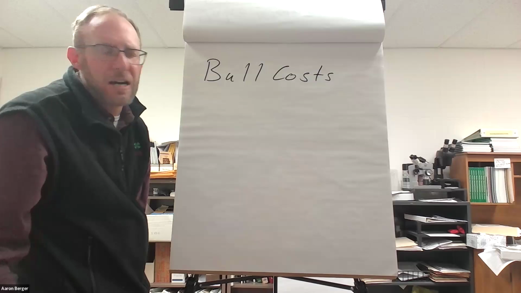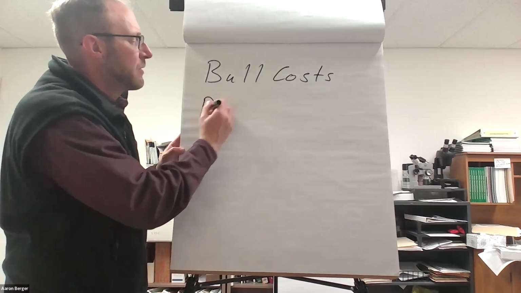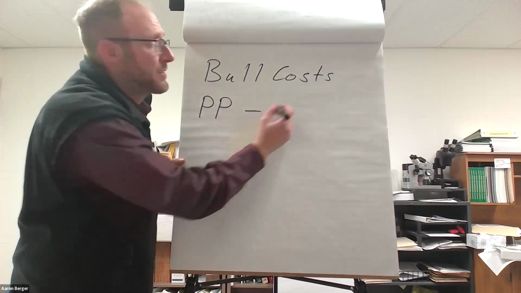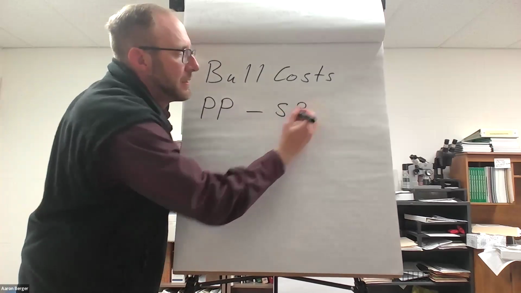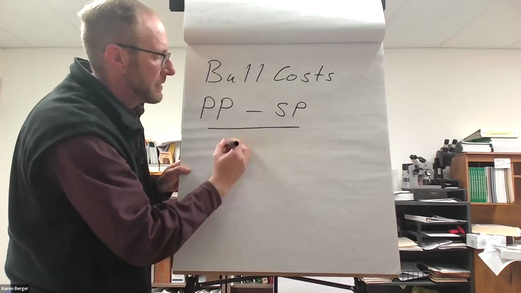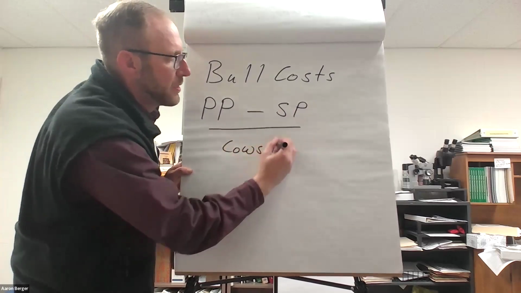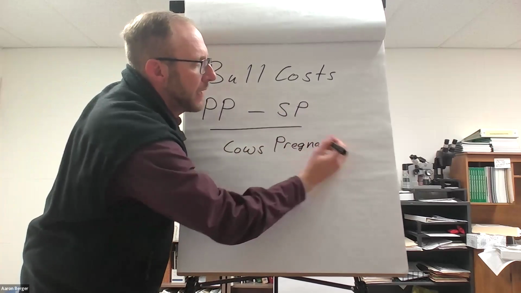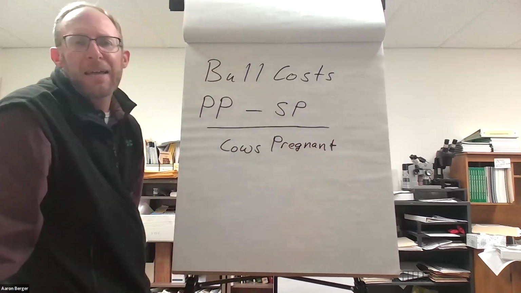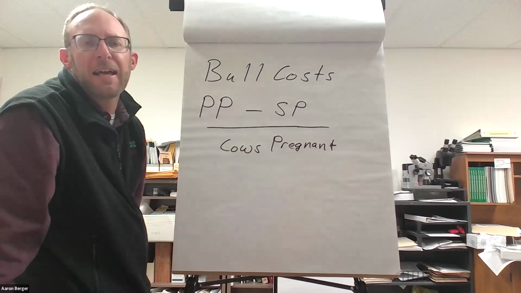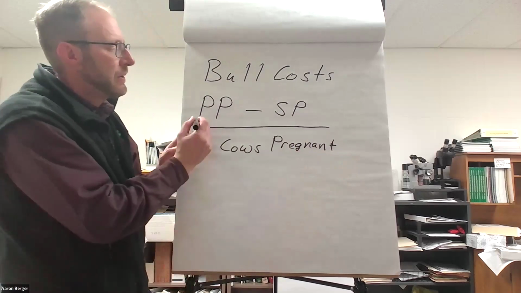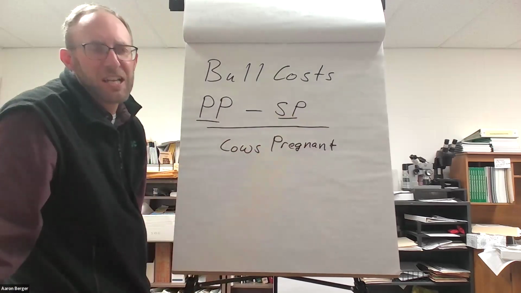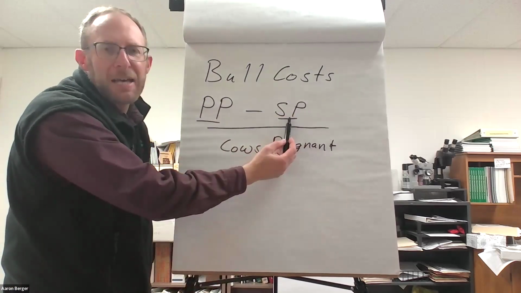And so as you think about bull costs, there are major drivers here, just like we think about for a cow cost. There's the purchase price of the bull. And then hopefully we have his sales price when he leaves the herd. And then divided by cows that are pregnant. I'm not going to go through the math tonight, but I'd encourage you to sit down and think about what I spent for bulls, and what their value is when they leave the herd.